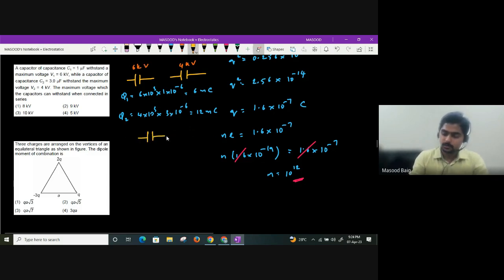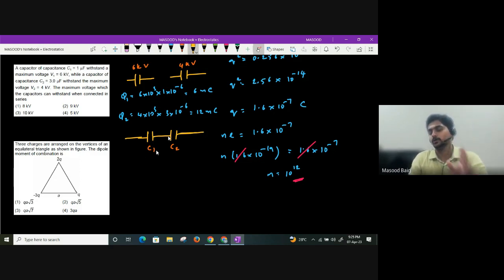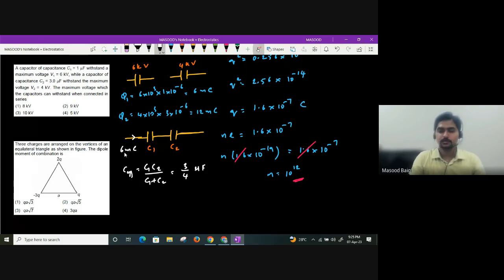So when they are connected in series, should the charge be the same or not? Yes, when they are connected in series, the charge flowing should be the same. So if I take the charge as 12 millicoulomb, will C1 be able to store that charge? No. So we cannot take 12 millicoulomb. So I will consider that 6 millicoulomb will be stored. Now what is C effective if both are connected in series? You know, it will be given as C1 C2 divided by C1 plus C2. So 1 into 3, 3 divided by 4 you are going to get. So we got the C effective value, which is in microfarad, and we got the total charge.